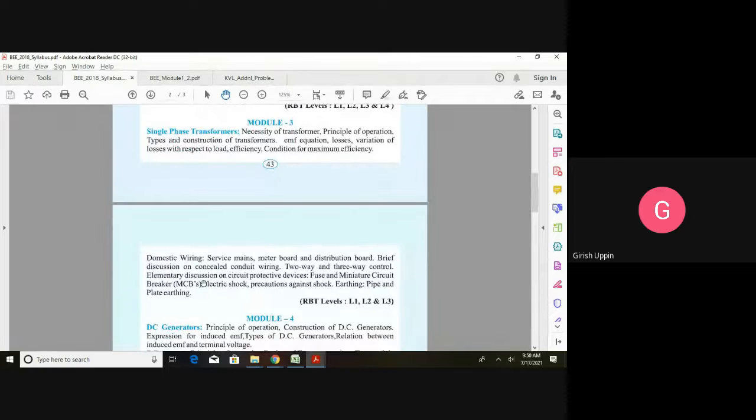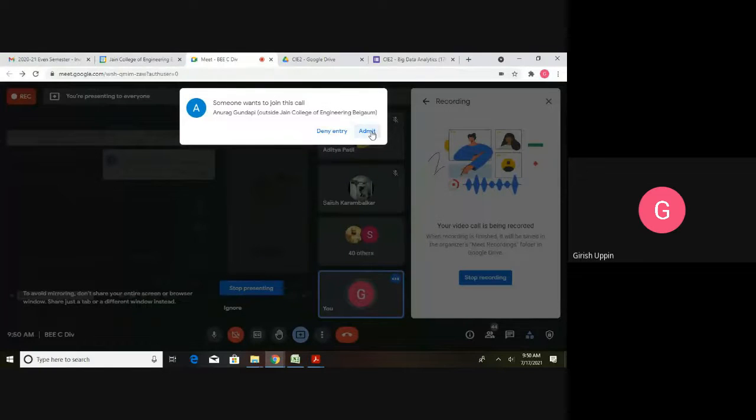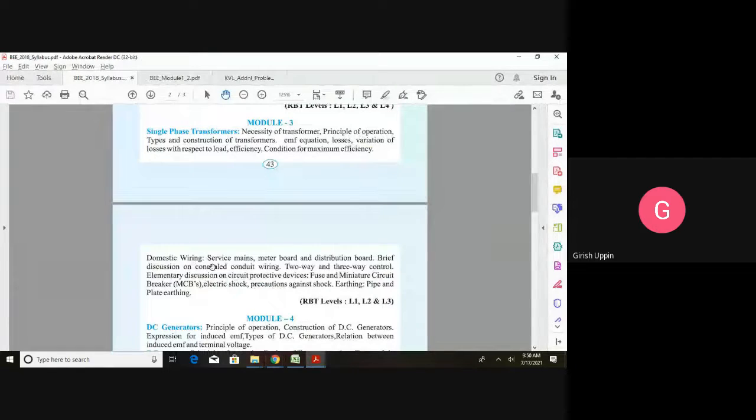Then the second part of module 3 is again full theory. Here: domestic wiring, service mains, meter board, distribution board, brief discussion on concealed conduit wiring, two-way and three-way control. Most important question: two-way control of a lamp and three-way control of a lamp. You have to draw a neat diagram. You have to draw the truth table, based on the positions of the 2 or 3 switches, what would be the status of the lamp, on or off. Then the explanation. These three things are important. So two-way and three-way control is a very important question from the exam perspective.